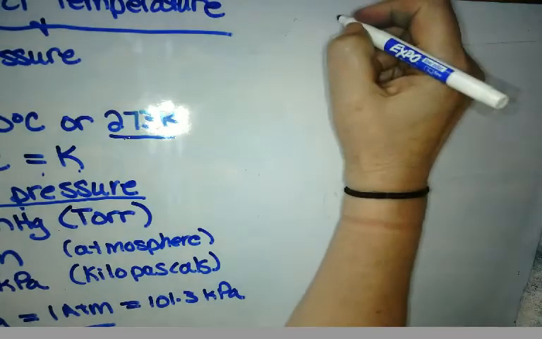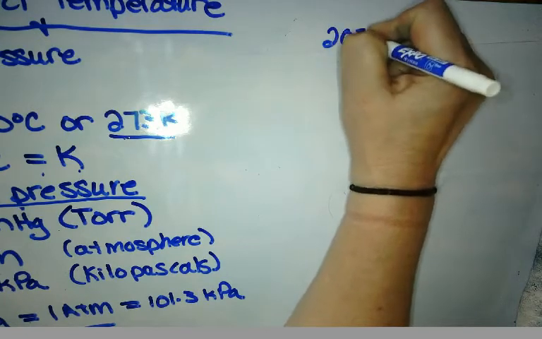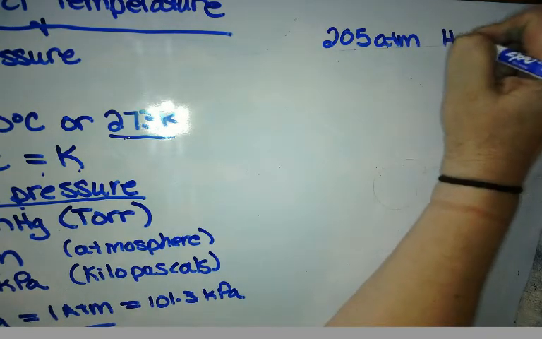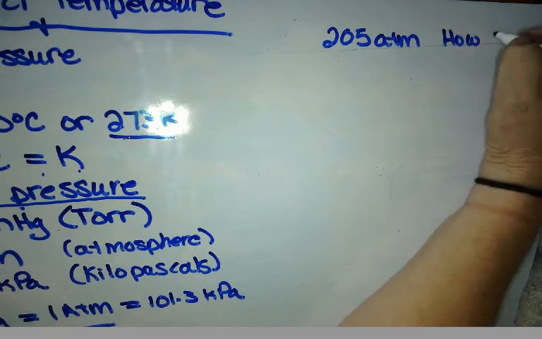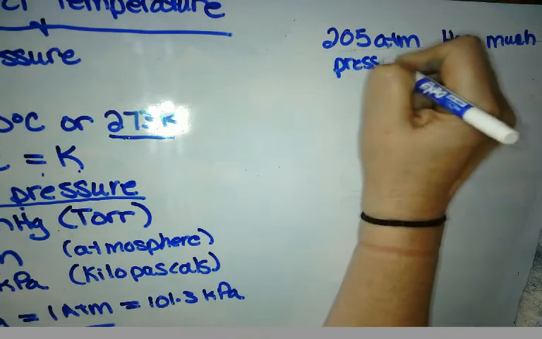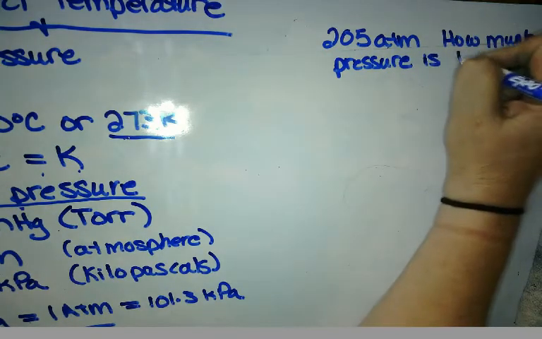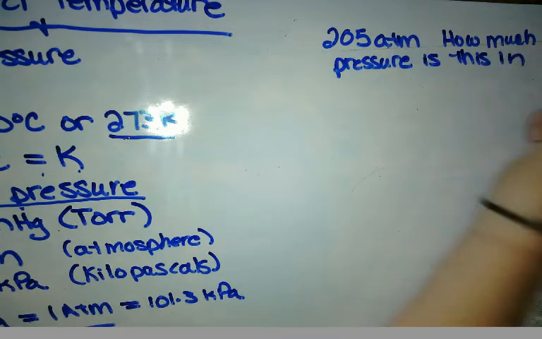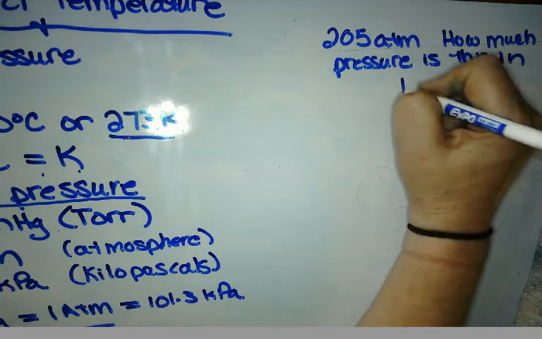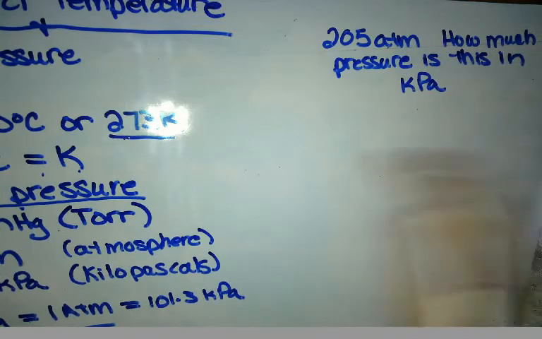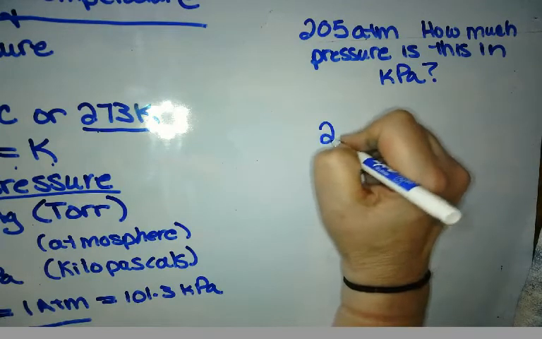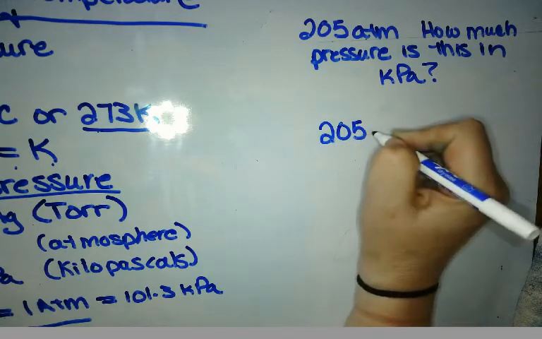Let's say that we have 205 atmospheres, okay? How much pressure is this? In 205 atmospheres, how much pressure is this in kilopascals? Okay, so we write down our given with units. You guys aren't writing units, and then you write your conversions upside down.